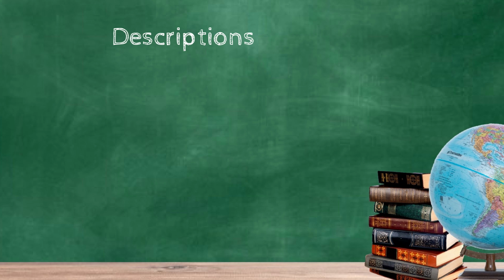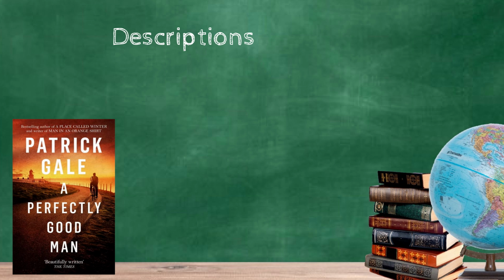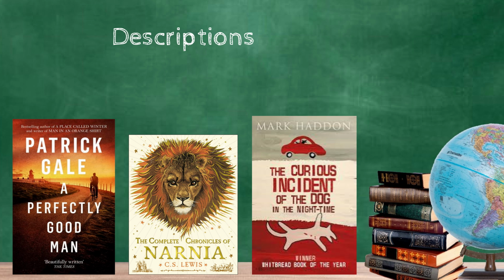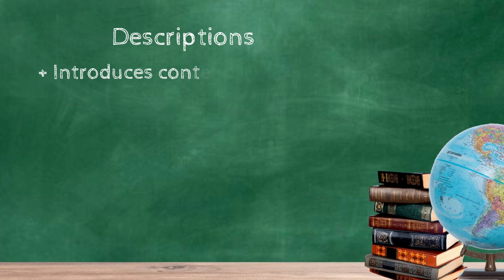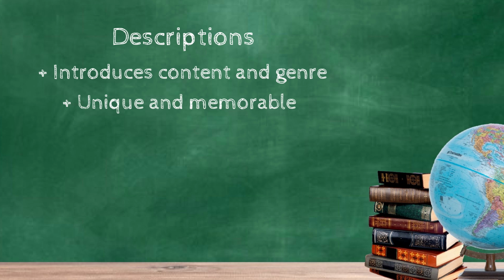The second way of choosing a title is using a description of what the book is or what it's about. These are really common and really unique because your story should be special and therefore unlikely to share a name with another. Examples are A Perfectly Good Man, The Chronicles of Narnia, The Curious Incident of the Dog in the Nighttime. These are great for introducing your audience to what kind of genre and content the book contains. They're also generally pretty memorable due to how unique they are, and they should attract your target audience because of what they convey.